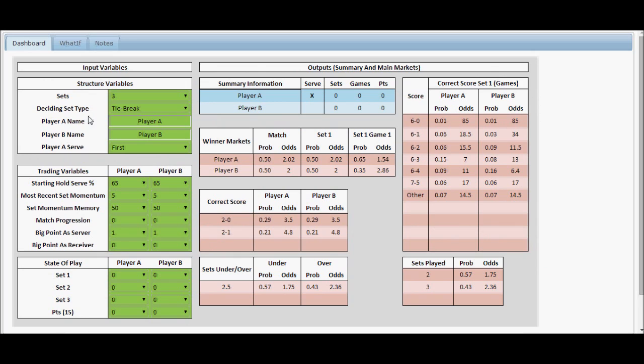Okay, so we'll go back to the dashboard where we spend most of the time in this particular model. And we'll start first then with the structure variables. So the first decision that needs to be made is it a 3 or a 5 set match? It's not so much a decision as just knowing what the match is.